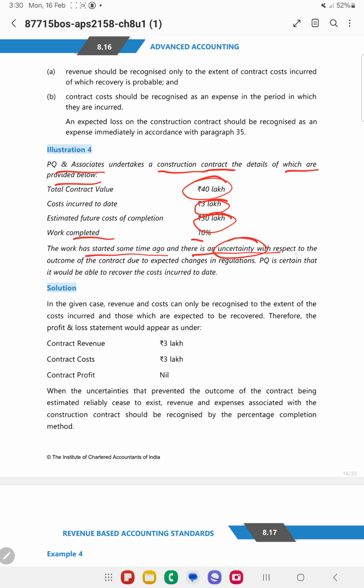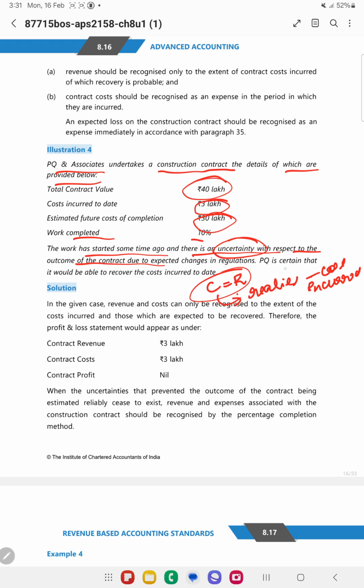The work has started some time ago and there is uncertainty. So whenever there is uncertainty with respect to the final outcome of the contract, then in such cases you can measure cost equal to revenue, provided you can recover those costs. So you should be able to realize the cost, and also it should have been incurred. If these conditions are satisfied, then you can recognize the cost equal to the revenue.